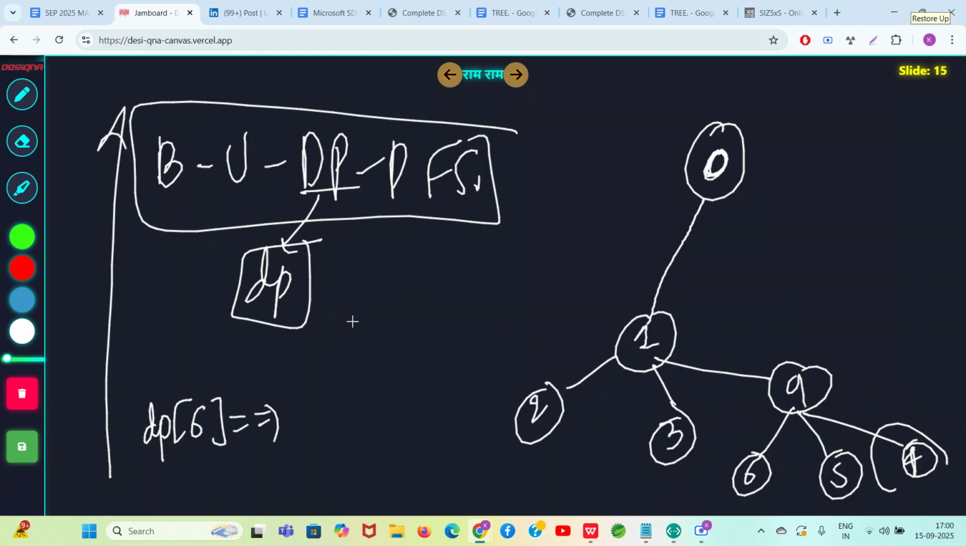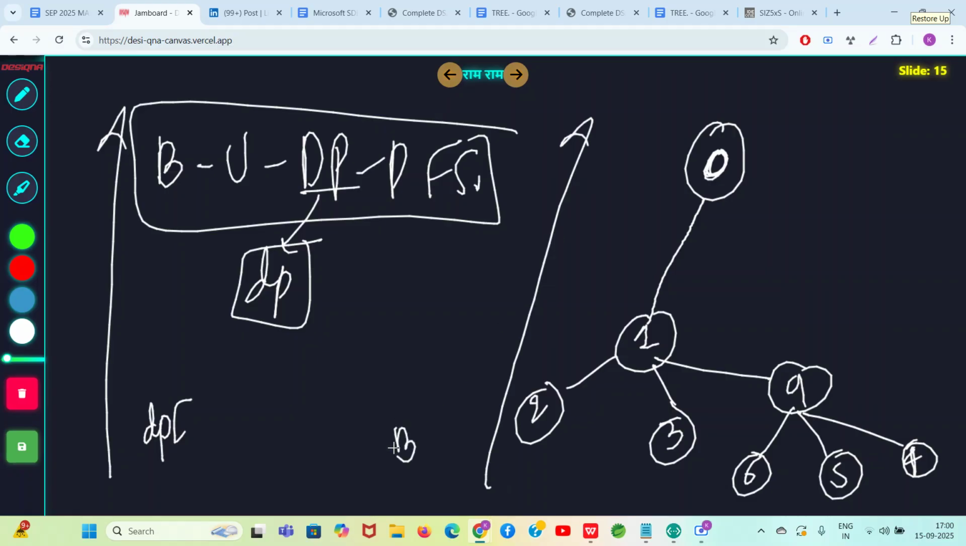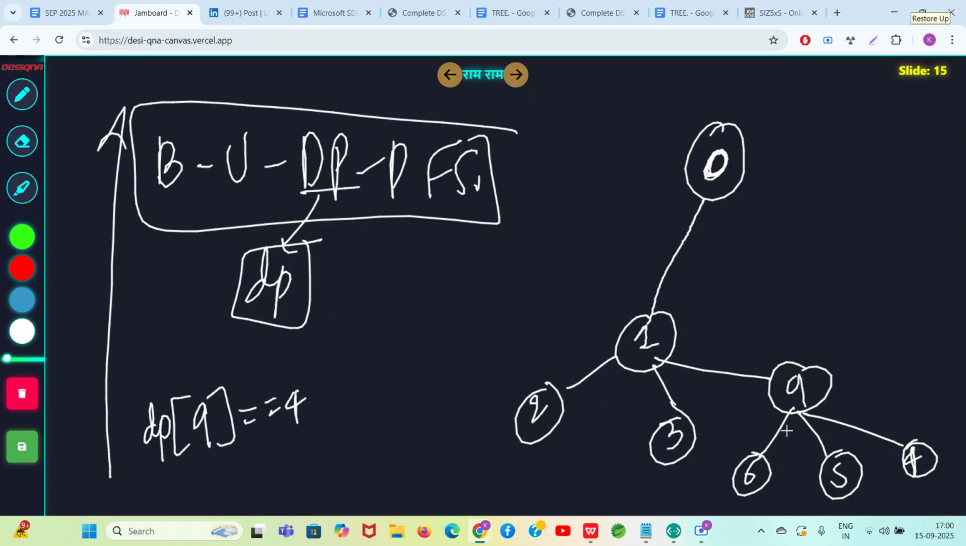What will be DP of 9? Because you are sure, you are going from bottom to up, right? So when I write DP of 9 is 4, do you understand the meaning of this? DP of 9 means if you combine all the elements below 9 and including 9, how many elements will be there? There will be 4 guys standing here, once the bottom to up procedure is done and all the people who are at the bottom have reached node number 9.